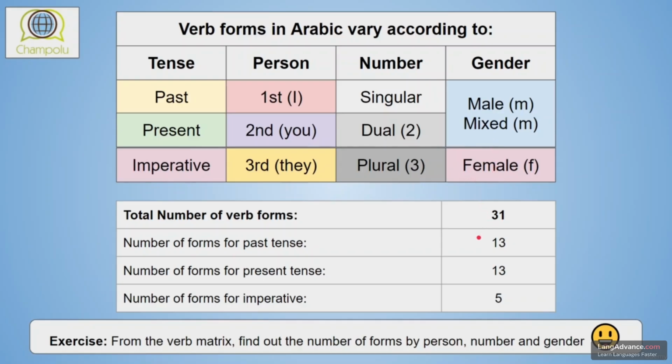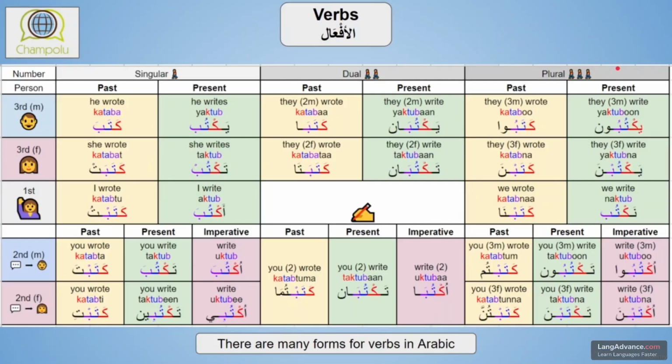There are 13 forms in the past, 13 forms in the present, 5 forms in the imperative. And then when we look into the matrix, you can start to find out how many there are for each by person and by number and by gender. So let's see the different forms of verbs in Arabic.